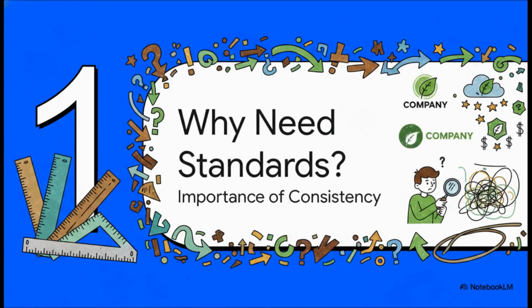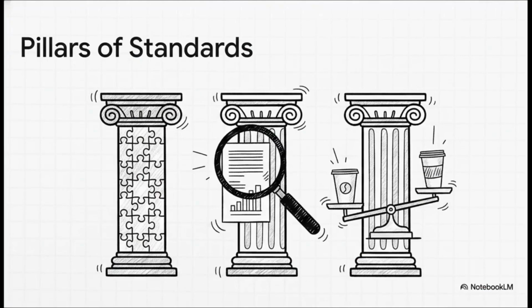Why do we actually need standards? Imagine a world where every single company uses a completely different ruler to measure their own sustainability. We'd literally be living in a wild west of data, where every corporation claims to be the absolute greenest, and we, as consumers, would have zero way to verify it. To solve that mess, global standards give us 3 vital pillars.